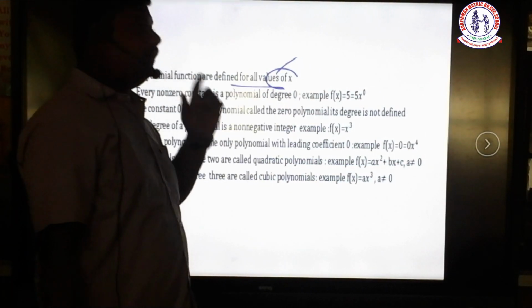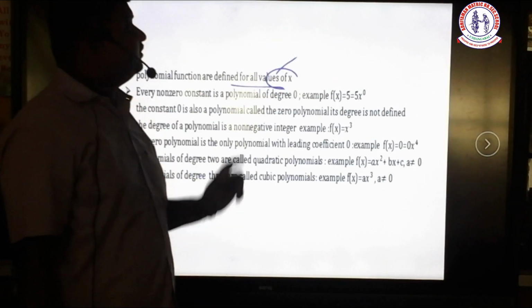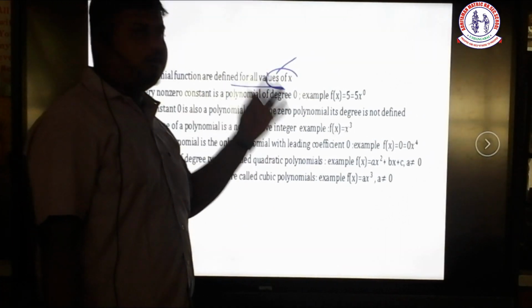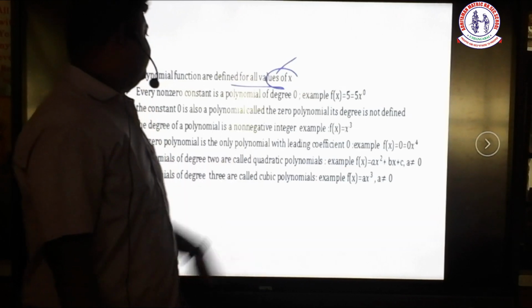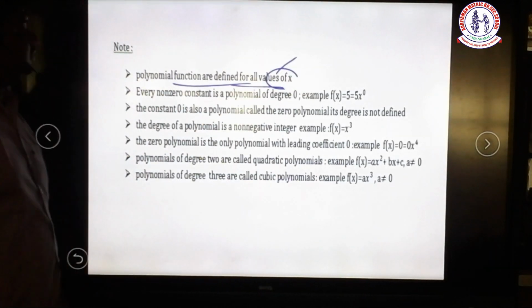Here we studied the complex number, so you can take any value. That's why there are different types of polynomial equations. The values may be real, complex, integers, or any other number. That's the important point: polynomial functions are defined for all values of x.